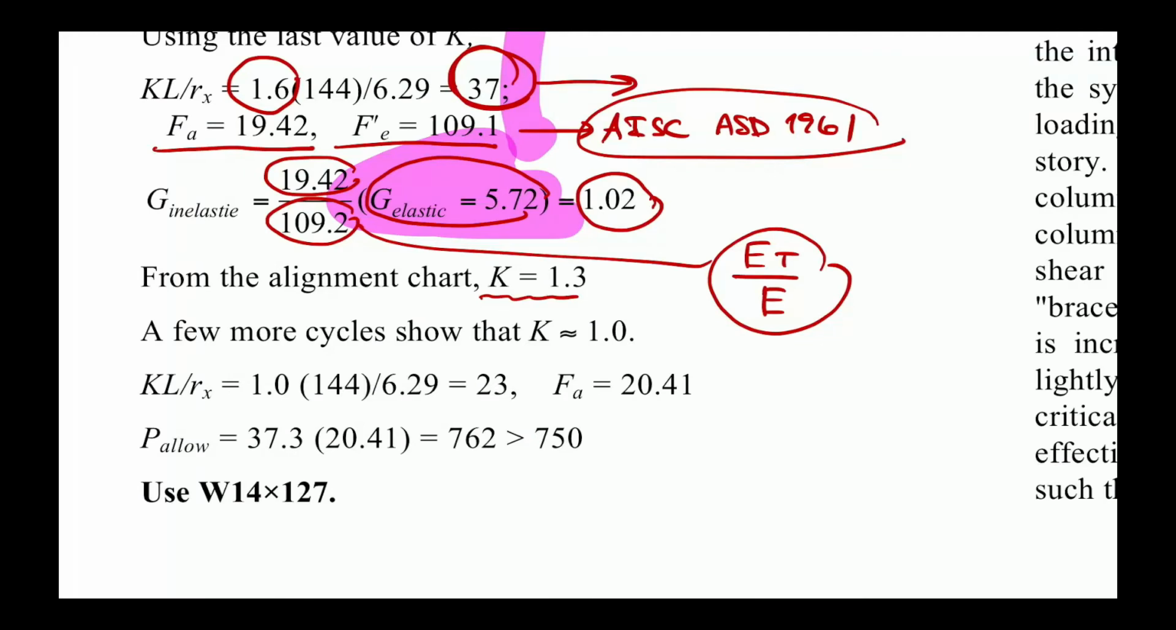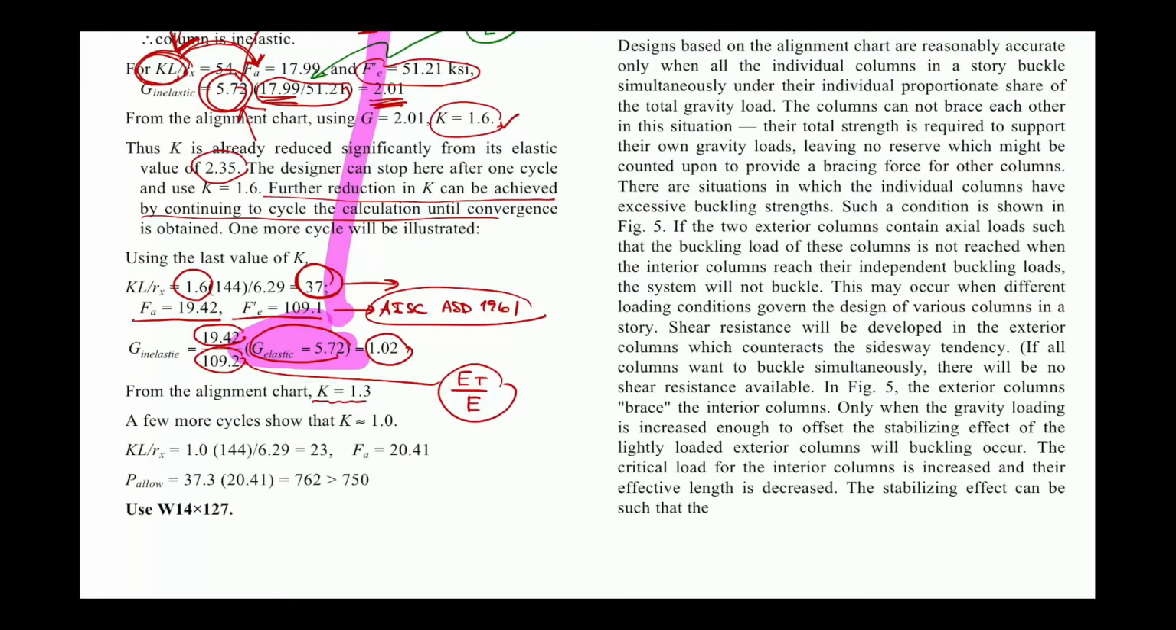Alright, and then a few more cycles. So you just keep going like this. Find the new K, find the KL over Rx, and then find the FA, find the F prime E, get the new ratio, substitute the new ratio, and multiply by the G elastic, get the new G inelastic, go back to the alignment chart, and recompute for the new K, on and on and on. You end up with K equal to 1.0.